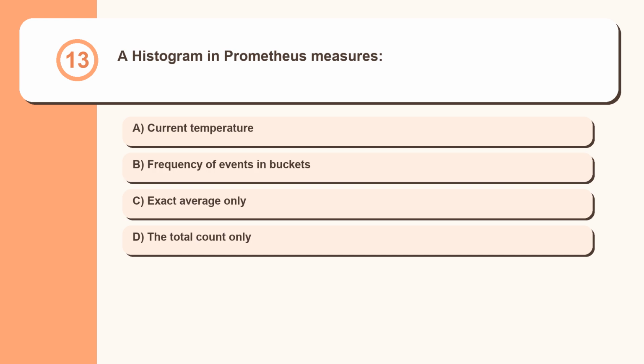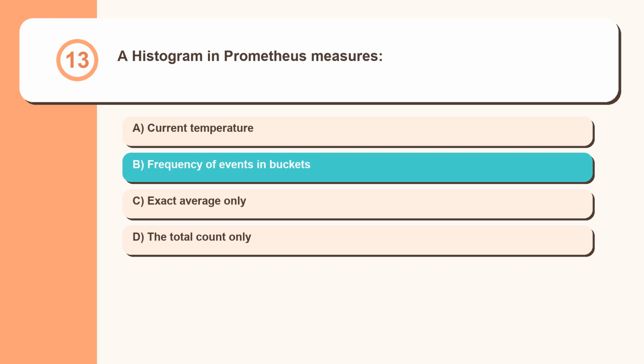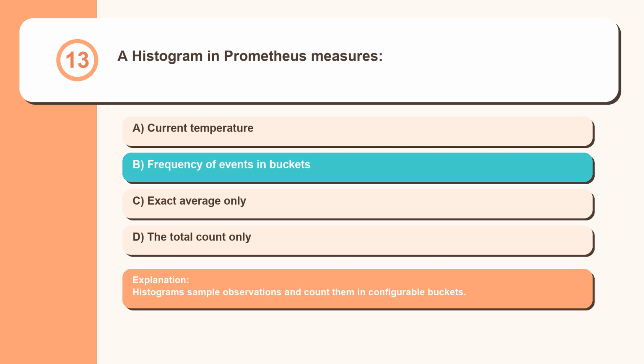Question 13. A histogram in Prometheus measures current temperature, frequency of events in buckets, exact average only, the total count only. Histograms sample observations and count them in configurable buckets.